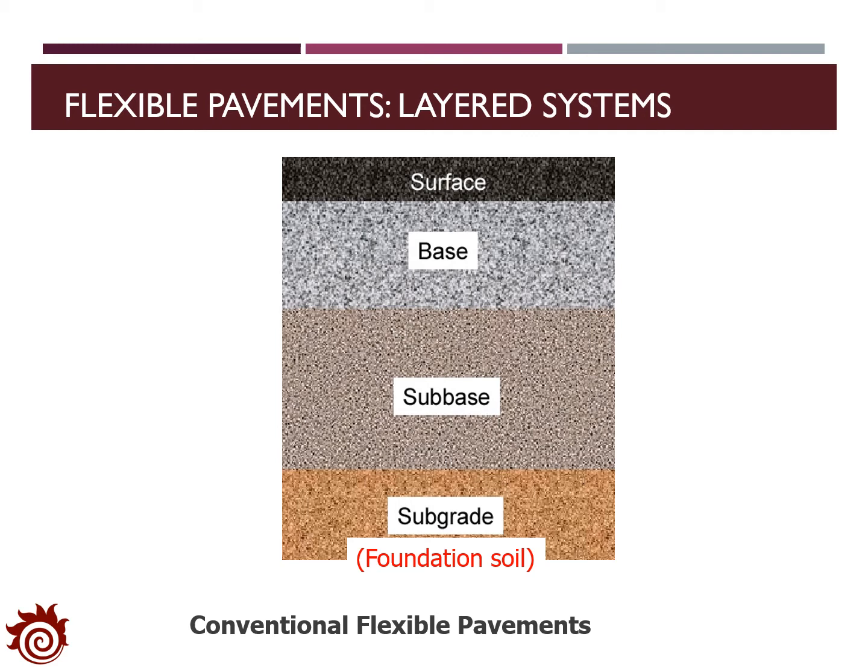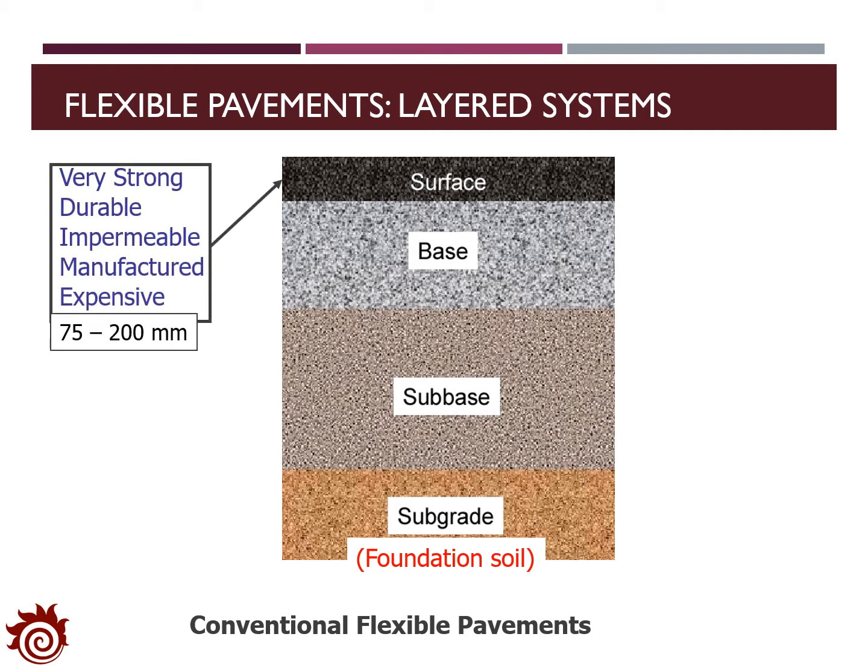On top is the asphalt surface. It's very strong and durable to support a strong traffic load. It is also impermeable to resist the rainfall. The materials are manufactured, so it's very expensive in general. The depth of the surface layer varies from 75 to 200 millimeters. For conventional pavement, it's less than 150 millimeters, but for full depth pavement, it should be higher than 150 millimeters.